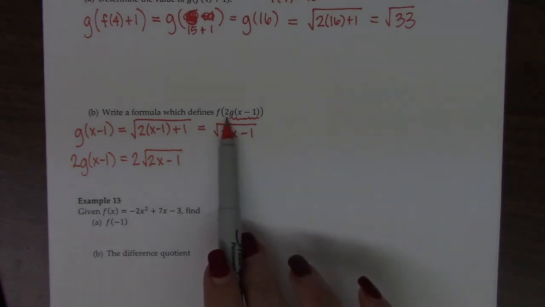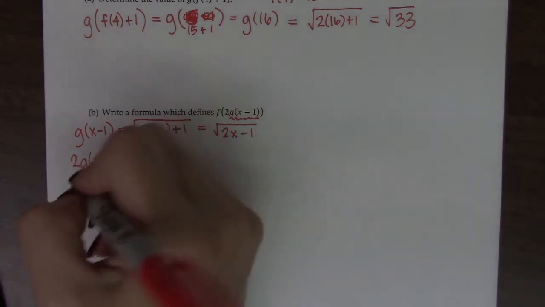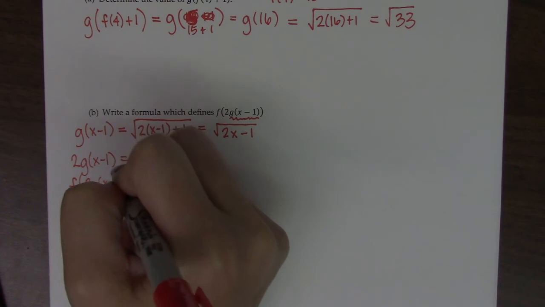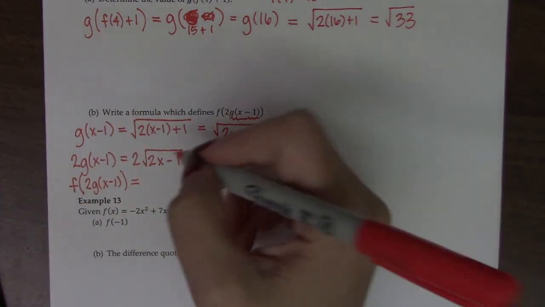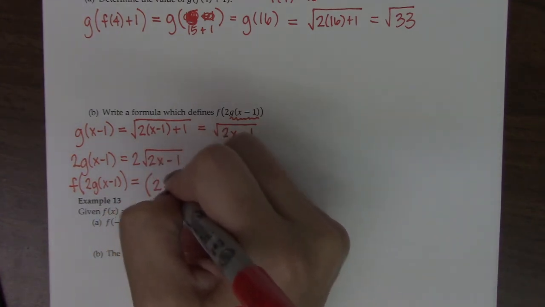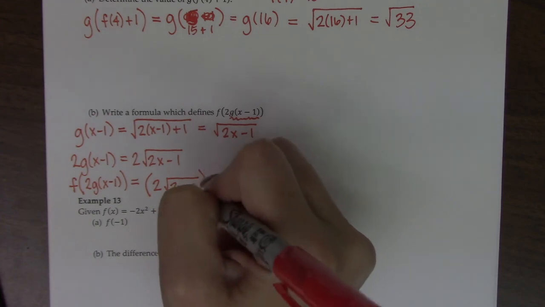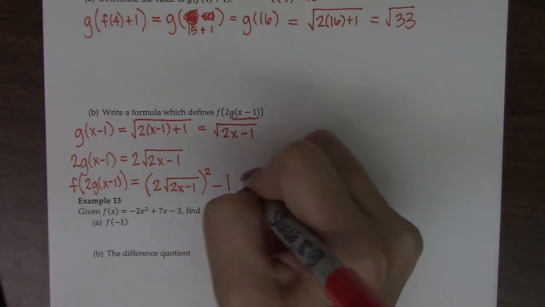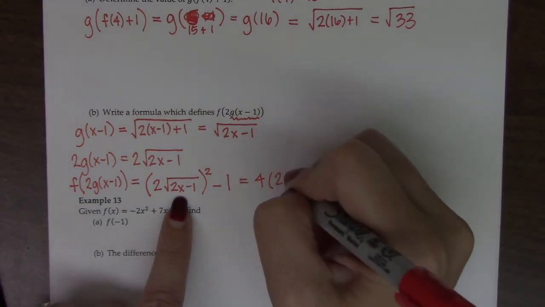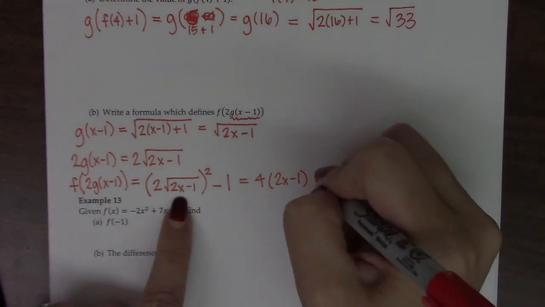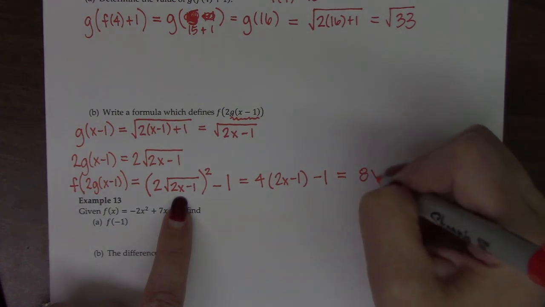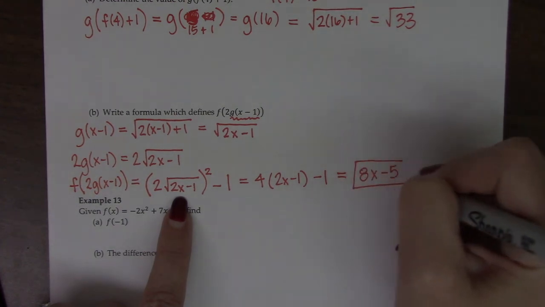Then I'm supposed to take that result and plug it into f. So f of 2g of x minus 1: we're now going to take this and plug it into f of x. That says all of this squared minus 1. When I square 2, I get 4. When I square the radical, the stuff inside comes out, and then I get minus 1, and this simplifies to 8x minus 5.